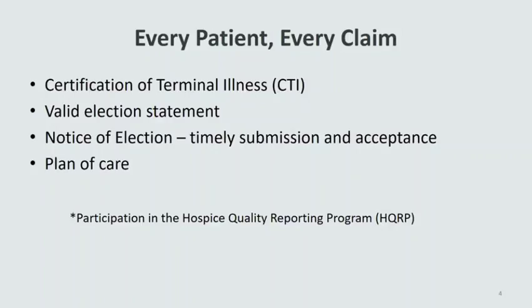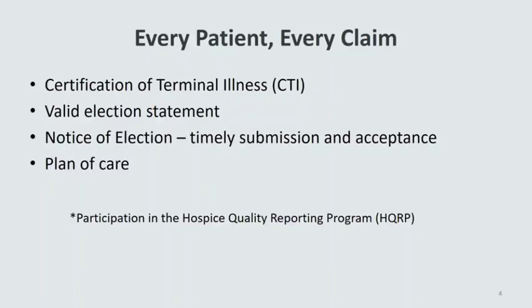So that means that the certification of terminal illness has to be there and it has to be correct. The valid election statement has to be present. The notice of election has to have been submitted timely and accepted. And we need to have a plan of care. Those are the items that, according to Medicare and the Medicare Benefits Policy Manual, we need to have in order to be paid.